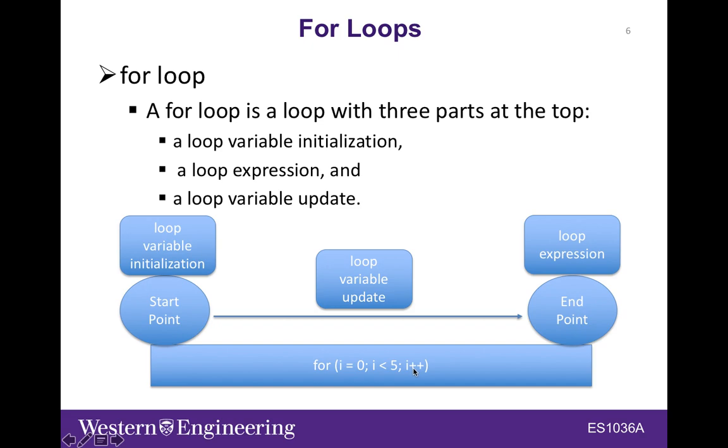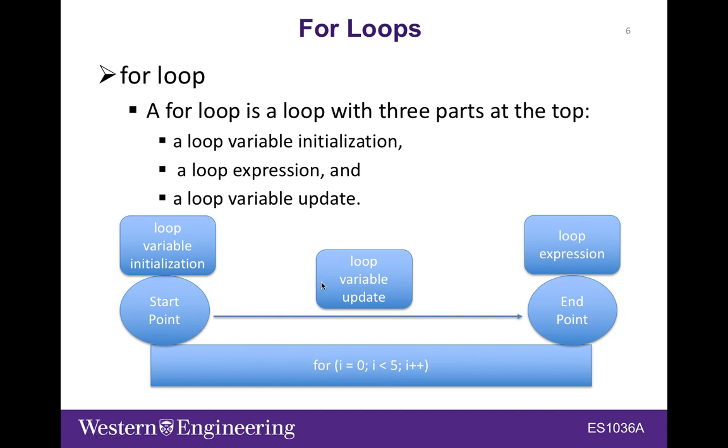If, for example, I said here i minus minus, excuse me, that means that instead of running from 0 to 5, I will proceed from 0 to -1 to -2, and I will never reach 5. So I should initialize my loop, this is the loop variable initialization. I should have an expression to terminate the loop to get me out of the loop, and I should update this loop variable in order to reach this end.